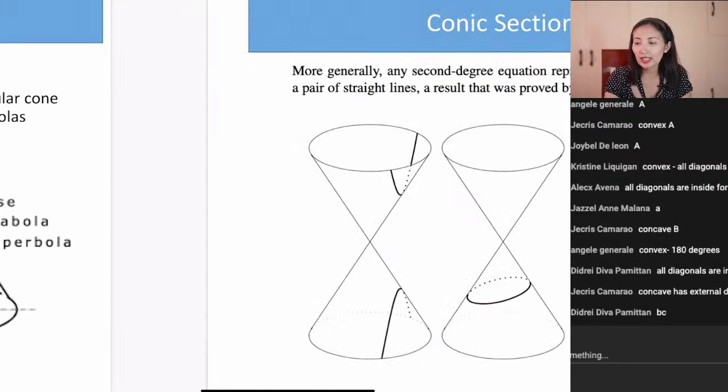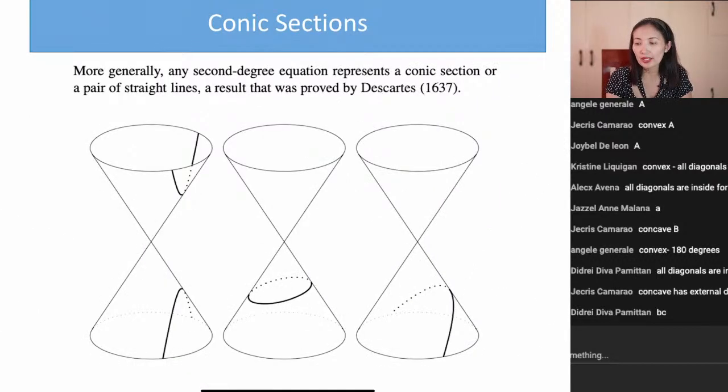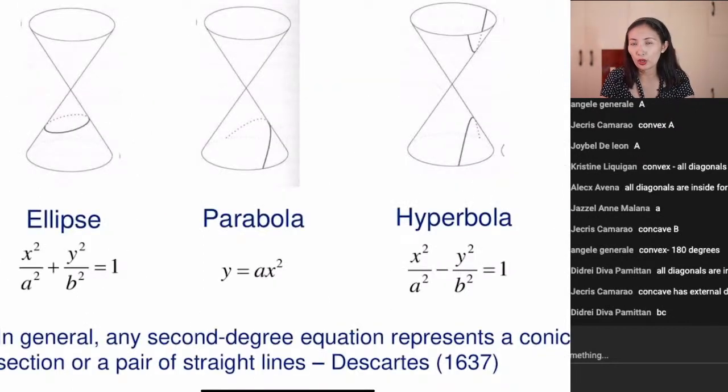Generally, any second degree equation represents a conic section or a pair of straight lines, and the result was proved by Descartes in 1637. But the first to work on conics is another Greek mathematician by the name of Menaechmus. And then later by Apollonius, who wrote a book entitled Conics.